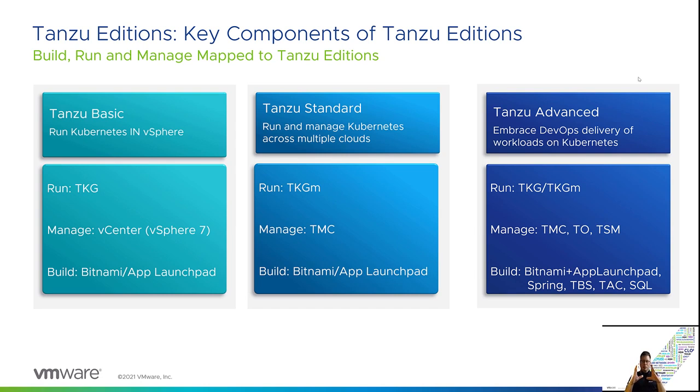In the middle of the portfolio, we have Tanzu Standard. Tanzu Standard entitles you and gives you the possibility to run Kubernetes clusters across clouds. So you can run your Kubernetes cluster on-prem, but you are also entitled to run your Kubernetes cluster on AWS, on Azure, so you will get the capabilities of running Kubernetes clusters on hyperscalers as well as on-prem.